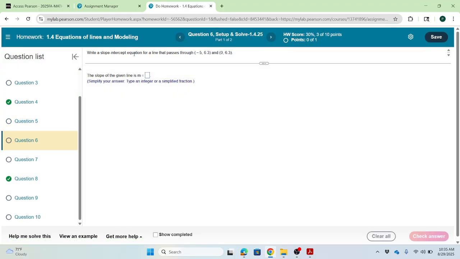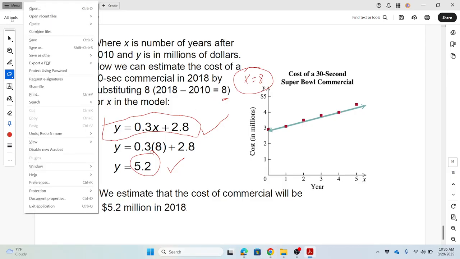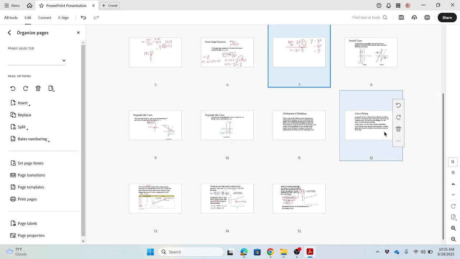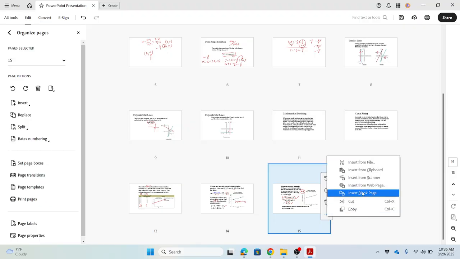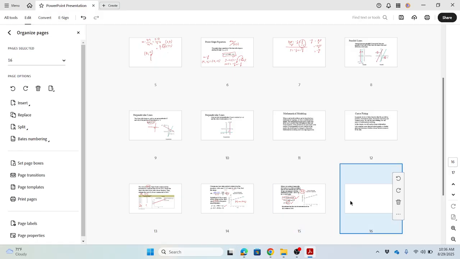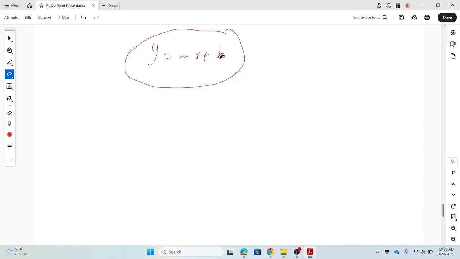Write a slope-intercept equation for a line that passes through 2 points. This is a slope-intercept form. I need an extra page here. I'm going to insert 2 different pages. Slope-intercept form means y equals mx plus b. This form we are looking for.